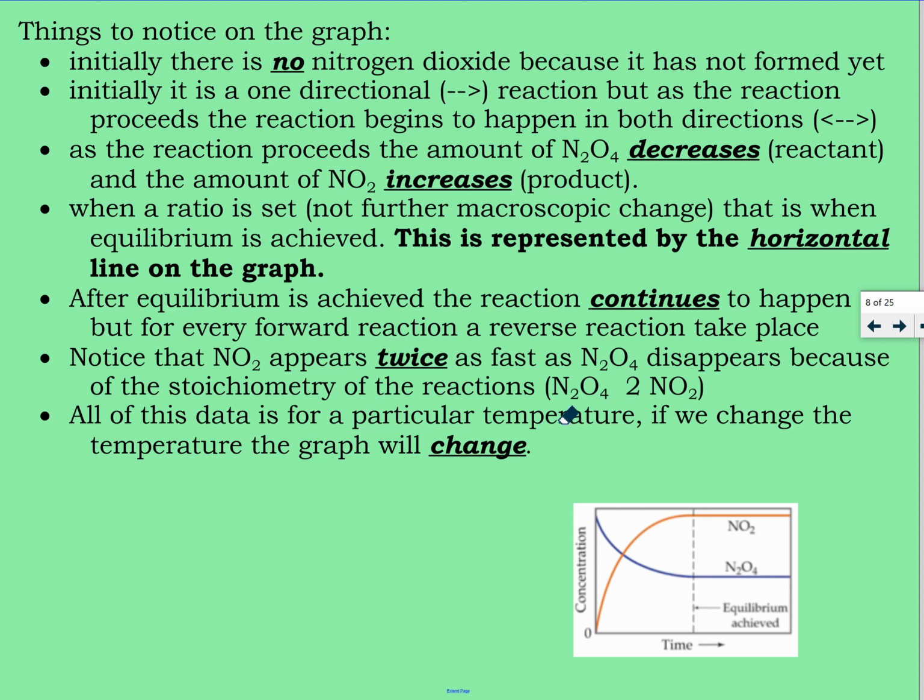Also, this data is at a particular temperature, so if we change the temperature, we'd see a change in this graph, and we might physically see a change in color depending on how much NO2 was there versus N2O4 and so forth. So I think we have one more slide on this.